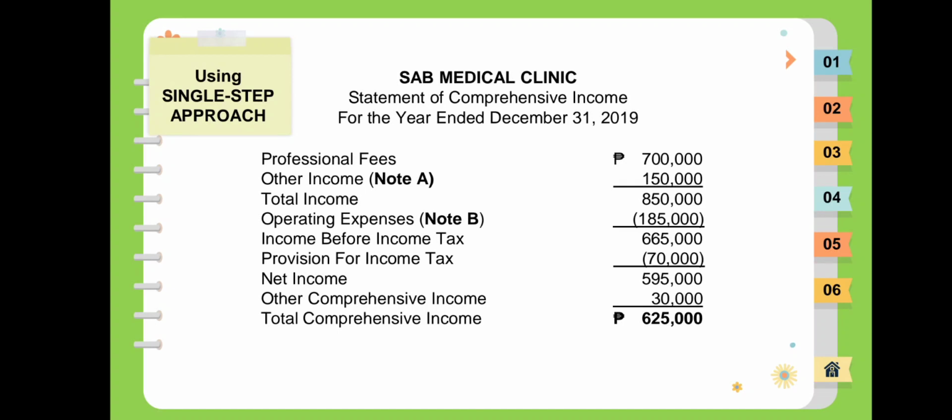And if you have the total income na, you deduct the total operating expenses. This one. So, 850,000 minus 185,000. And their difference is the income before income tax. Okay, bakit before income tax? Kasi hindi nyo pa sinama si provision for income tax.